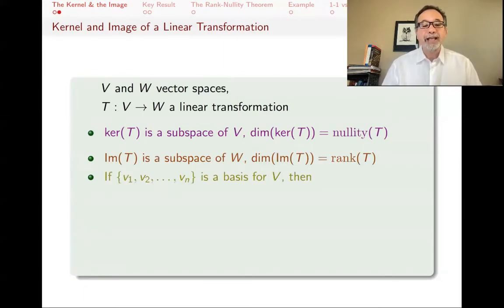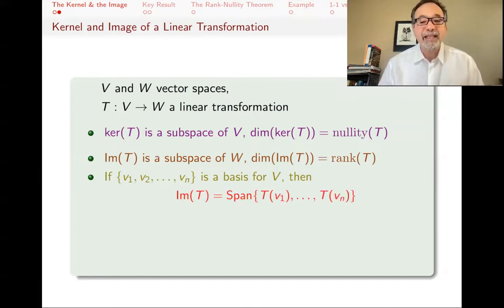We also know that if you start with a basis for the domain and then map those over, then what you get is a spanning set for the image. Every element of the image is a linear combination of them. The set Tv1 through Tvn does not have to be a basis because they do not have to be linearly independent, but they do span.